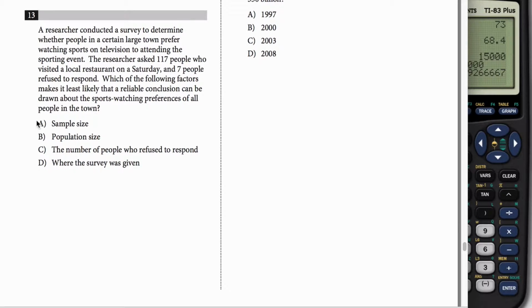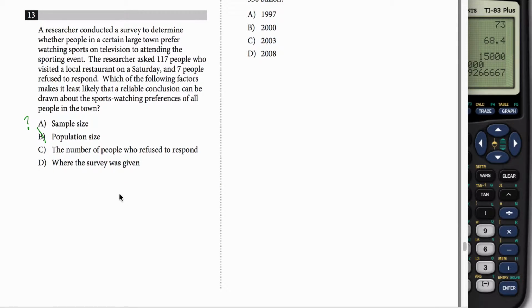Is it that the sample size is too small? Well, 117 people, that's not great. I mean, you'd always prefer your samples to be larger. 117, I guess that's decent. It doesn't tell me how many people are in the town, and I'd kind of like to know that. But 117 isn't so low that it would immediately be problematic. So I would guess that this would not be the correct answer, even though that's kind of questionable there for A. B, no problem with the population size. The number of people who refuse to respond, only 7 of the 117.